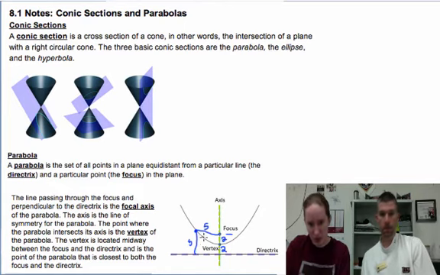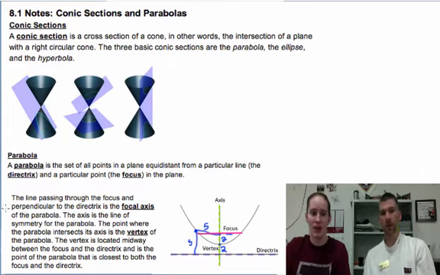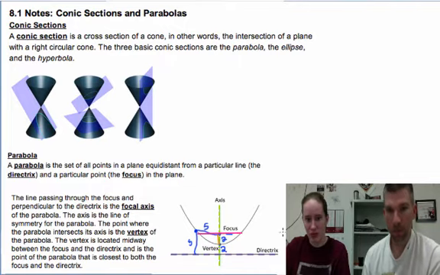Let me change colors here real quick. So our focal width would be if we took the line that goes through the focus, started on the parabola, goes through the focus, and stops on the parabola. That's your focal width. And then our focal length would be this 2 here that I had drawn. That right there.